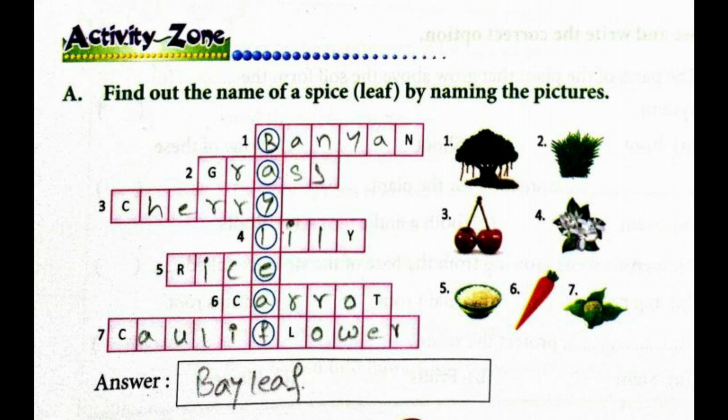First one, banyan. Second one, grass. Third one, cherry. Fourth one, lily. Fifth one, rice. Sixth one, carrot. Seventh one, cauliflower. And the answer is bay leaf.